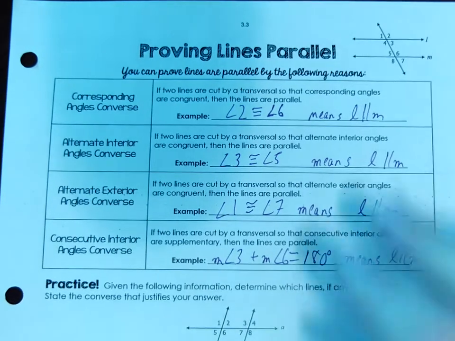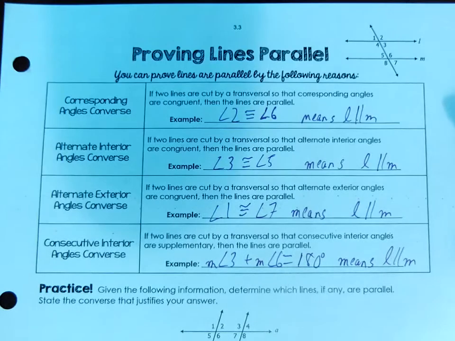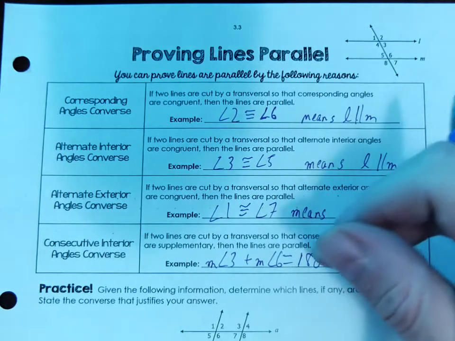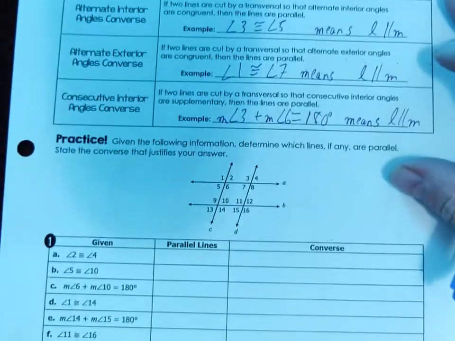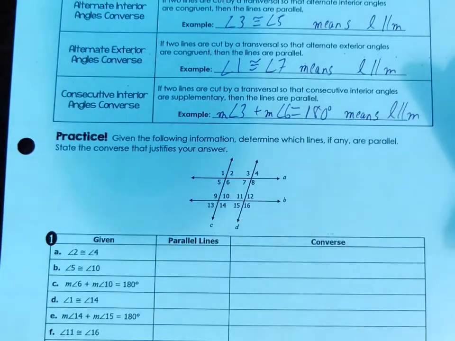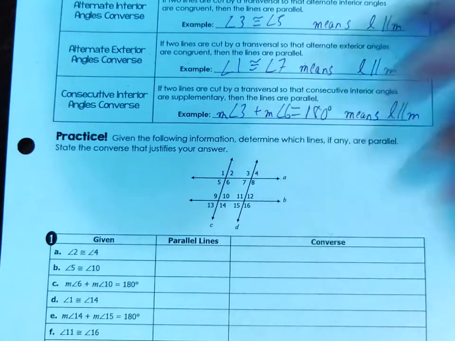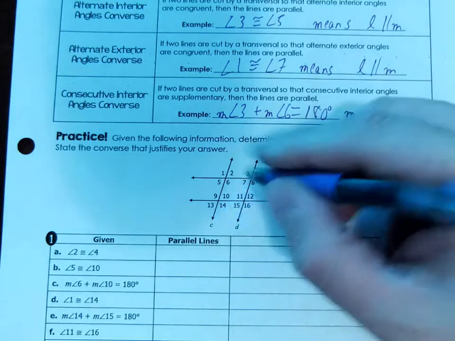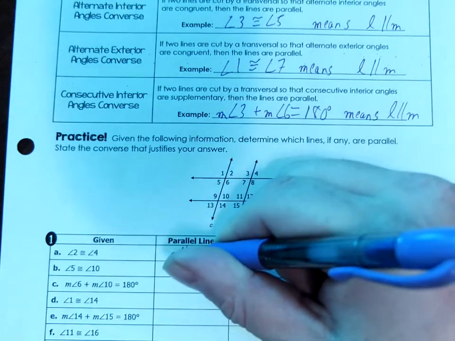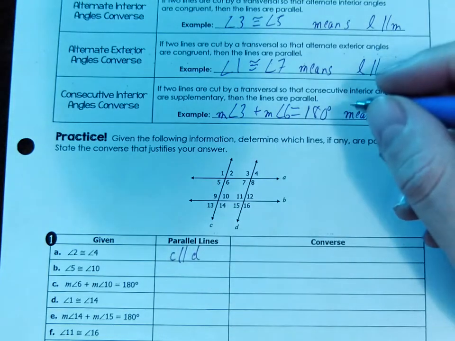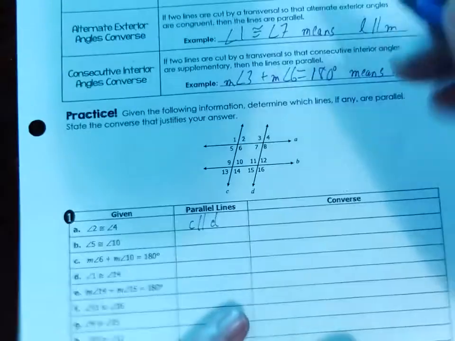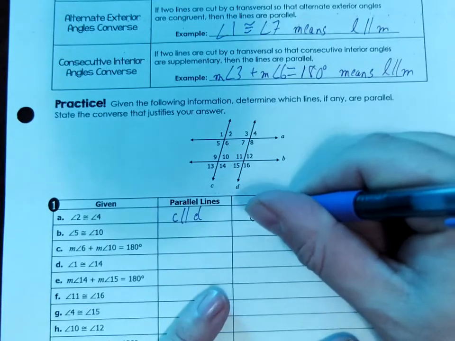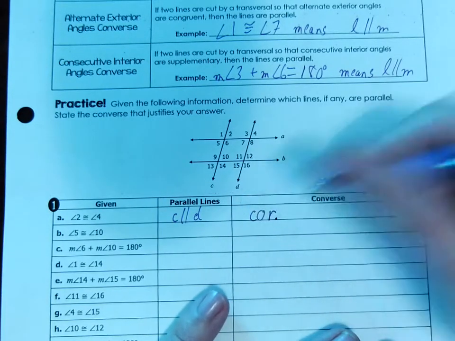Alright, so again, that's the concept here of proving lines are parallel. If the angles are congruent, or in this case supplementary with consecutive interior, it means the lines are parallel. So on the bottom here, if we're given that angles 2 and 4 are congruent, which two lines would be parallel is what I'm asking you here. It would be lines C and D. C is parallel to D. And the reason for that would be, if you turn this paper sideways, 2 and 4 are corresponding angles. So I'm just going to do COR instead of spelling out the full word each time. COR for corresponding.